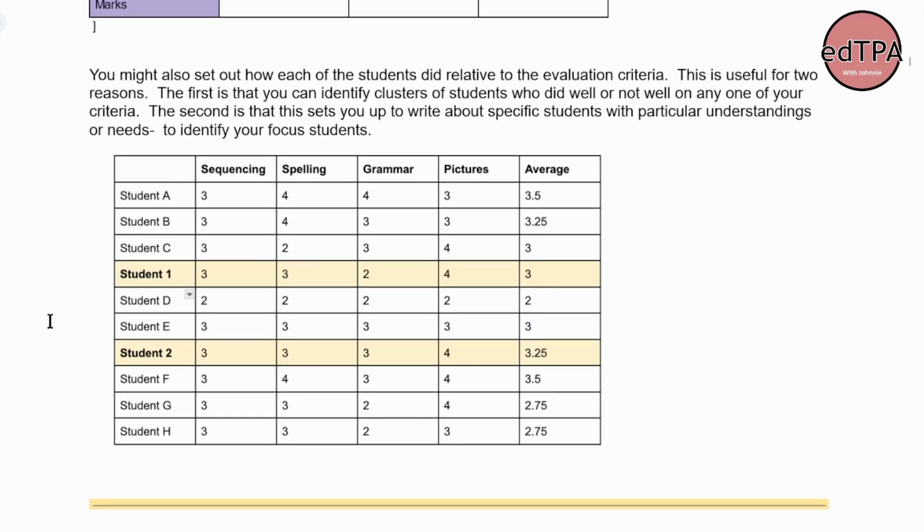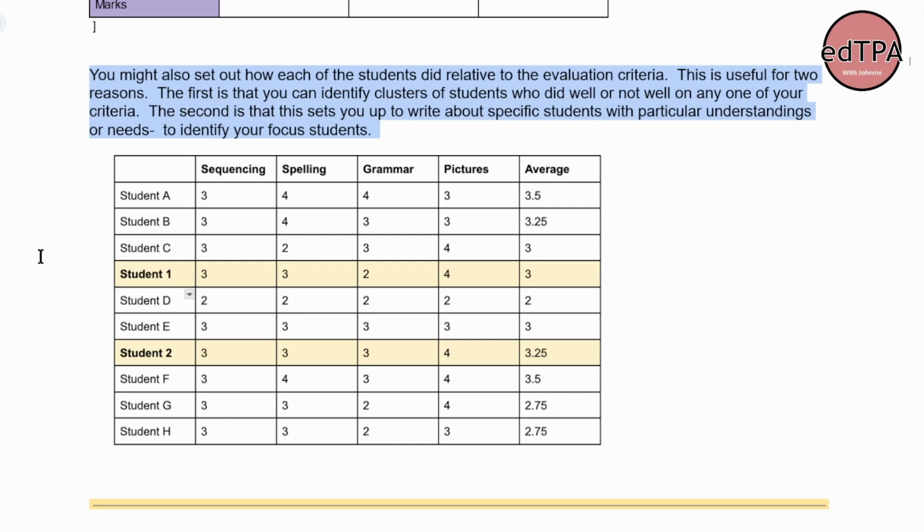There's one other way you might go, or you might do this in addition to the rubric. You might also set out how each of the students did relative to the evaluation criteria. This is useful for 2 reasons. The first is that you can identify clusters of students who did well or did not do well on any one of the criteria. The second is that this sets you up to write about specific students with particular understandings or needs, to identify your focus students.